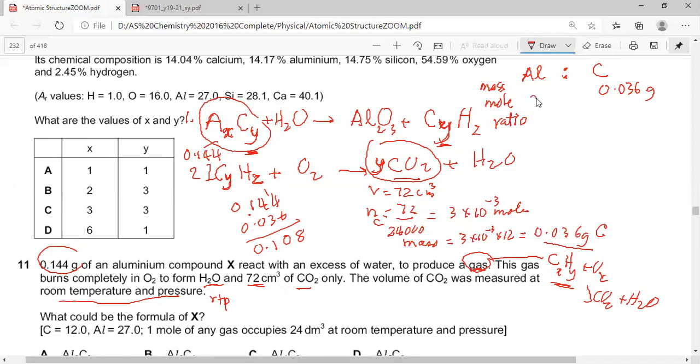So it's 0.108. Change to moles: 0.108 divided by 27 is 4 times 10 to the power of minus 3. 0.036 divided by 12 is 3 times 10 to the power of minus 3. So what's the ratio? 4:3. So what's the answer? Al4C3.